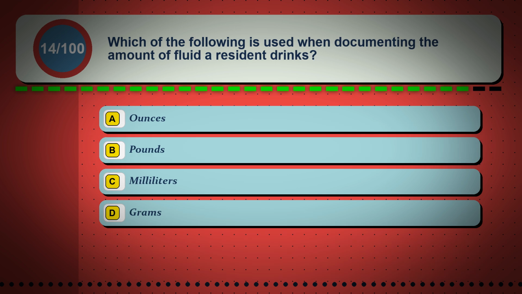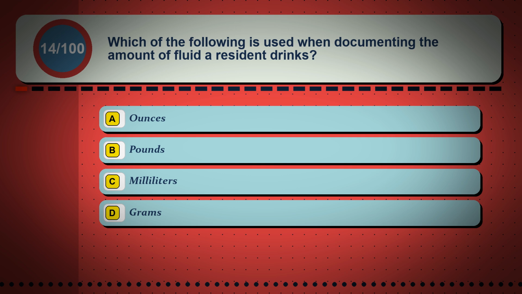Question 14. Which of the following is used when documenting the amount of fluid a resident drinks? Option A. Ounces. Option B. Pounds. Option C. Milliliters. Option D. Grams.